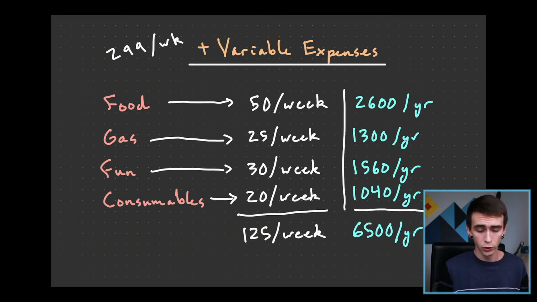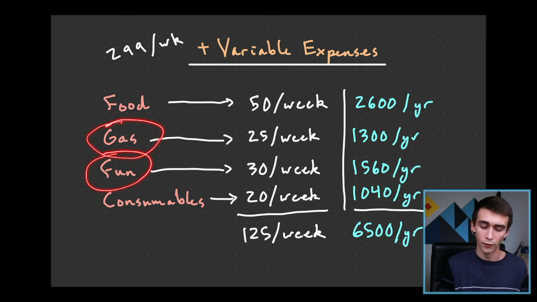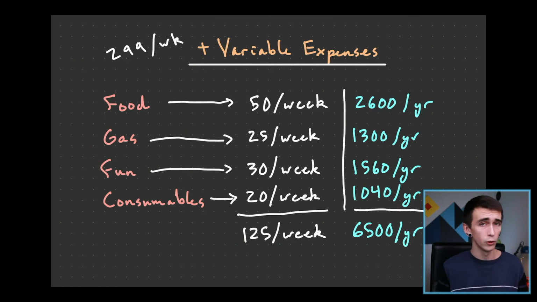So now that we have this new total here of $299 per week from steps 1 and 2, we can add that to step 3, which is the variable expenses. So this is going to be stuff like food and eating out. This is going to be gas and commuting. And then we have fun expenses, so like going to the movie theater. And then we have the consumables, which is going to be groceries that aren't food, so like toilet paper, shampoo, soap, and things like that.